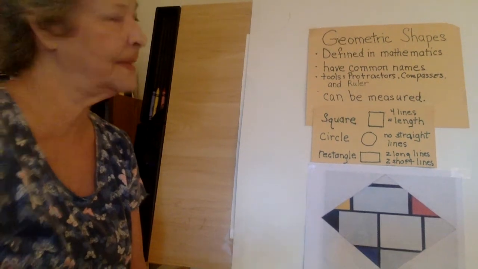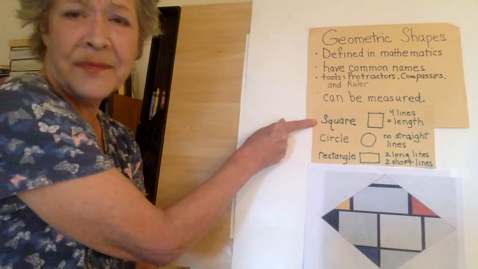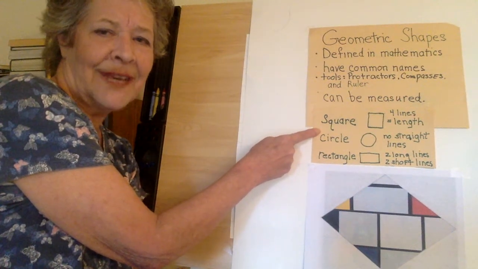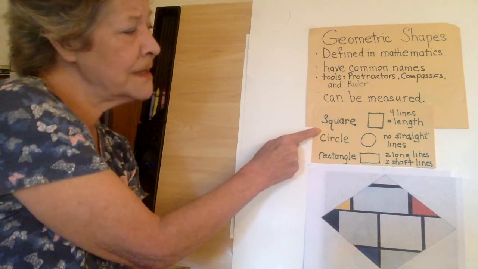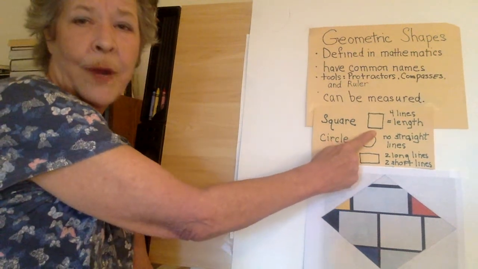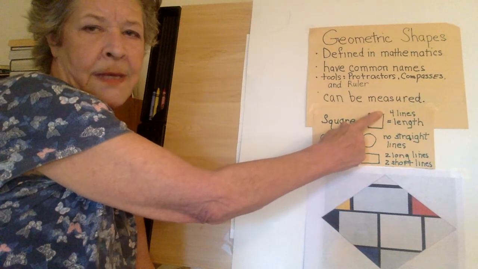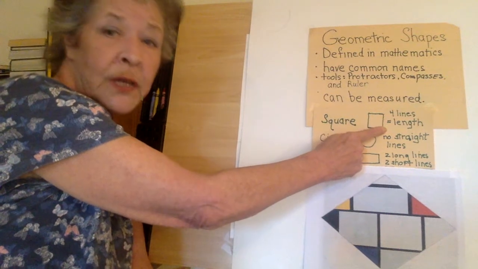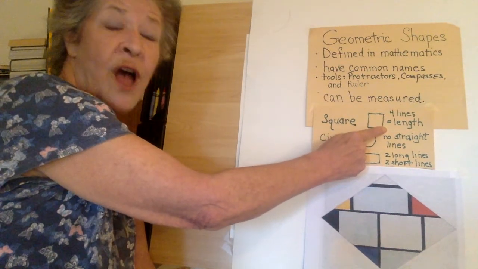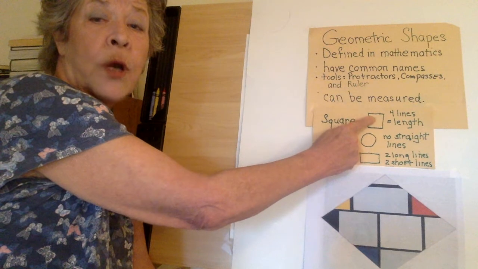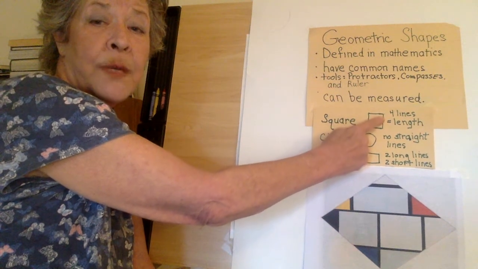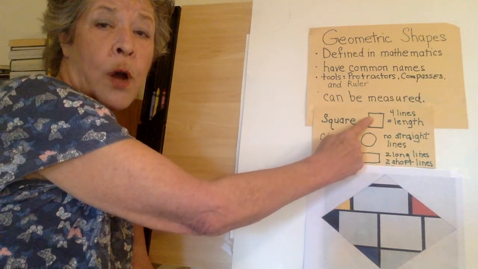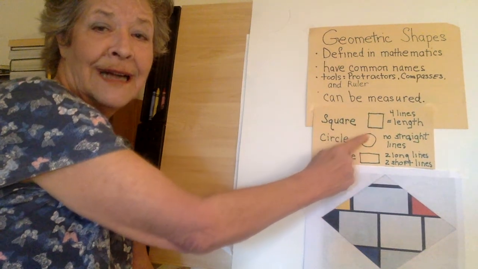Now, let's talk about that square. I think the important thing to understand about this square is it has 4 lines, and they are all equal in length. If you draw a square with a 1-inch line here, there's going to be a 1-inch line here, a 1-inch line here, and a 1-inch line here.